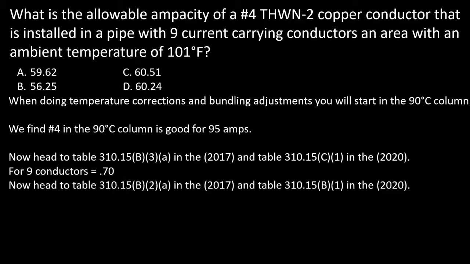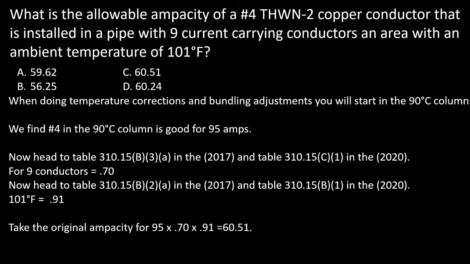Now we're going to find our temperature correction. In this case, it's 0.91. Now we're just going to bear out the math. We take our original ampacity, multiplied by the bundling adjustment, multiplied by the temperature correction, and we're going to find our new allowable ampacity, which is 60.51 amps. And we're going to select C.